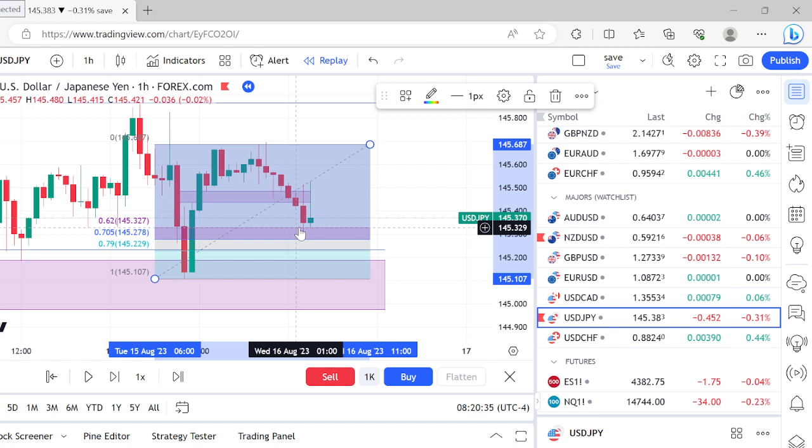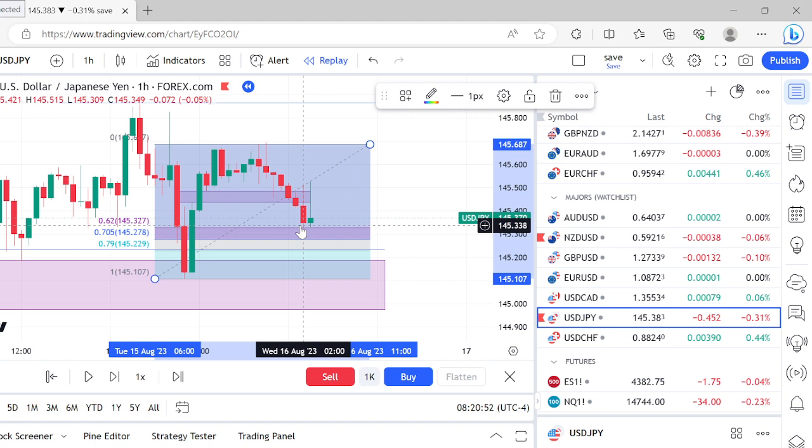That is your entry with this strategy. Right there, 62%. Every single time it's the same. There's no scratching your head. It's just so simple. And you know exactly where to enter. You know exactly where to exit. You know exactly where to keep your stop. It's so simple. You enter at 62%.